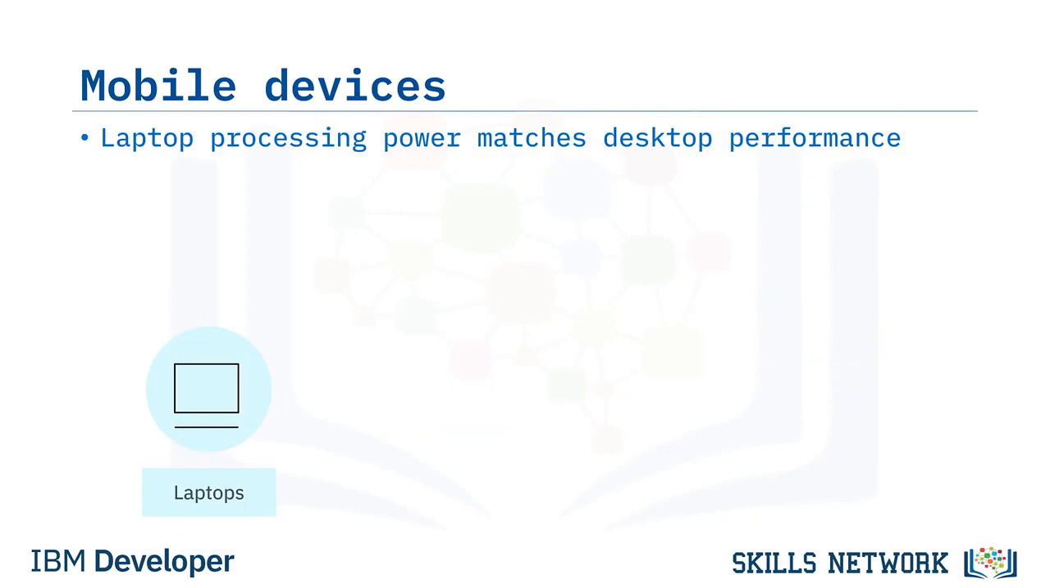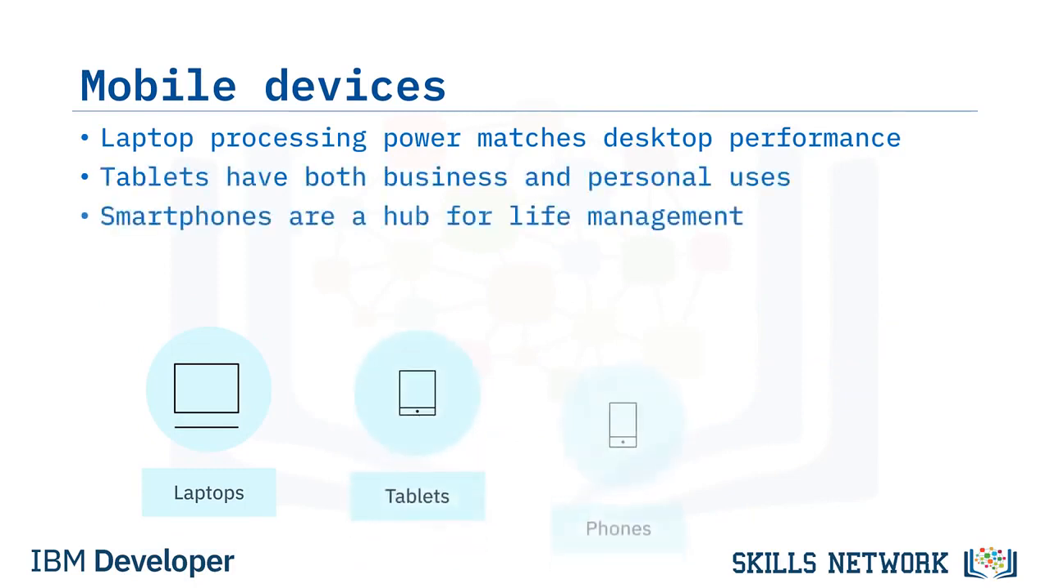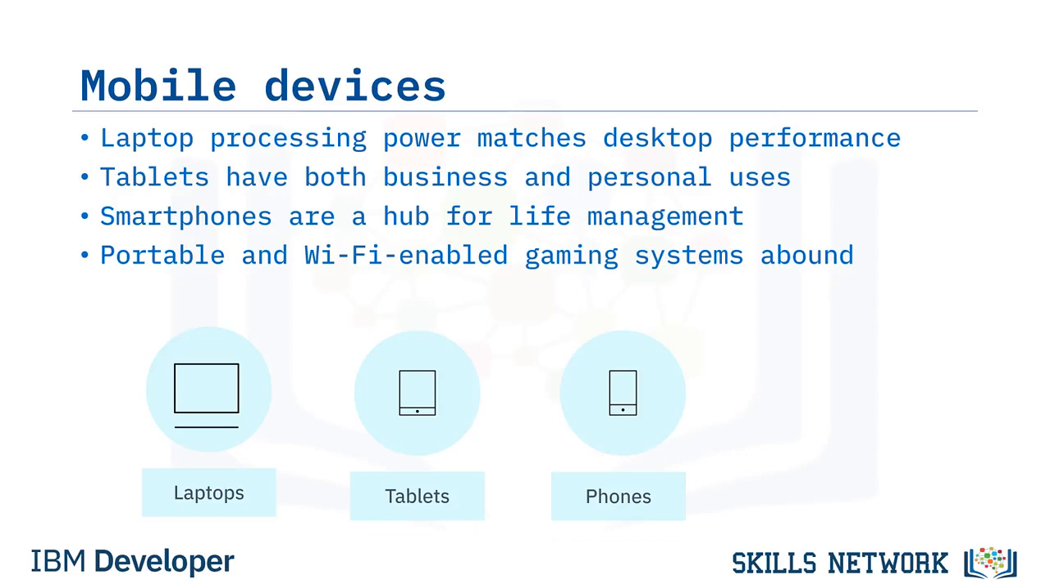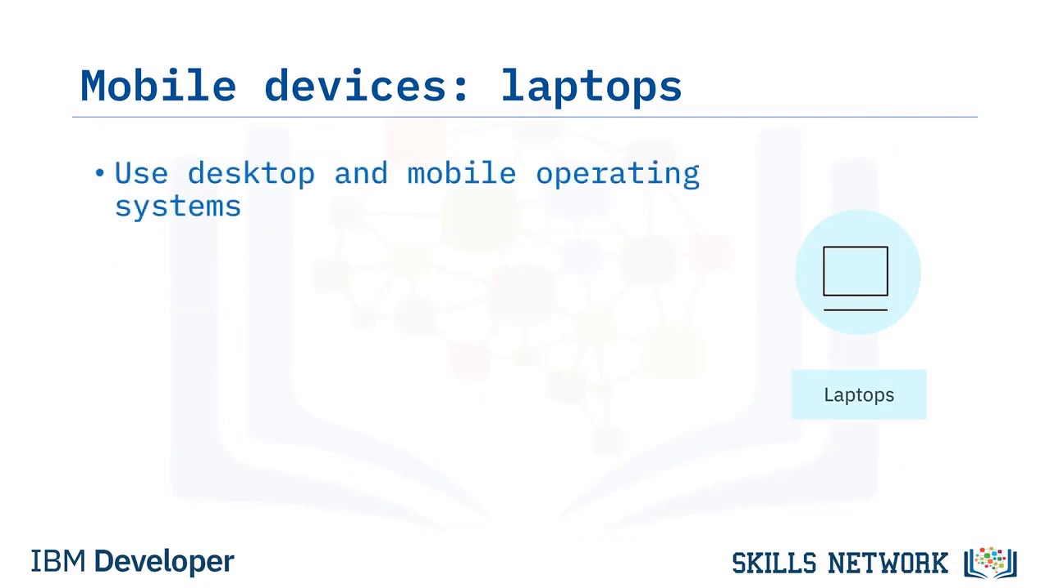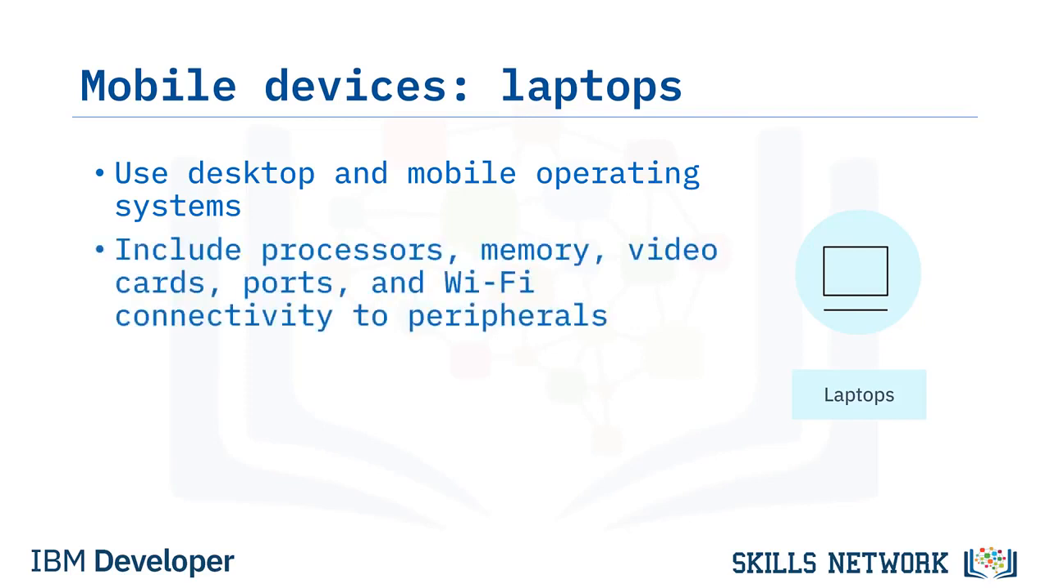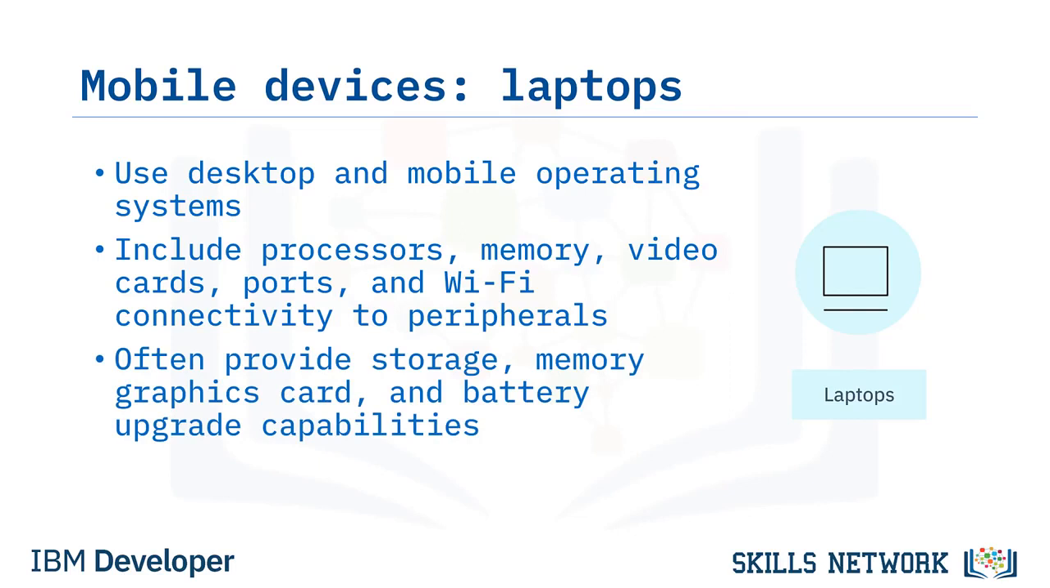Mobile devices, including laptops, tablets, mobile phones, and portable gaming systems, have transformed how we live, work, and play. Let's first check out laptops. Many laptop computers run versions of Microsoft Windows, Mac OS, and Linux operating systems, while others use Google Chrome's lightweight operating system. Laptop system boards include processors, memory, video cards, ports for connecting to other devices, and Wi-Fi capability. Many laptop manufacturers allow upgrades to storage and memory.